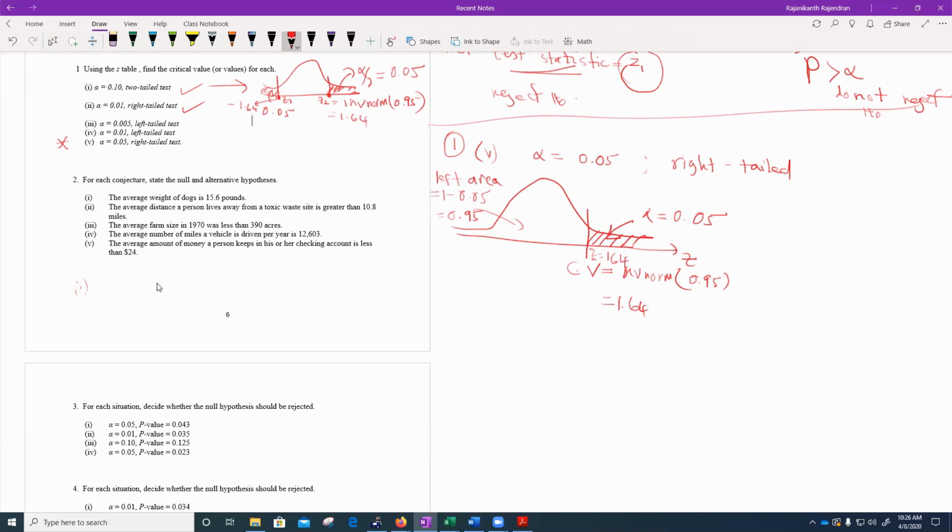Could you set up a hypothesis here for the first one? The average weight of a dog is 15.6 pounds. Then what is your H0 and H1? What is the population parameter they are talking about? Yes, they are talking about the average, right? Therefore, there is going to be population mean. So we are suspecting whether the mean is 15.6. Therefore, my alternate is going to be not equal to 15.6.